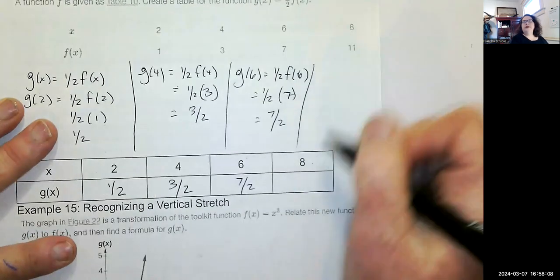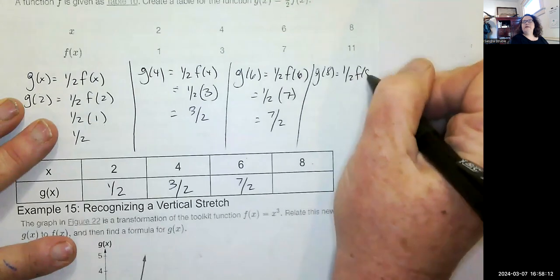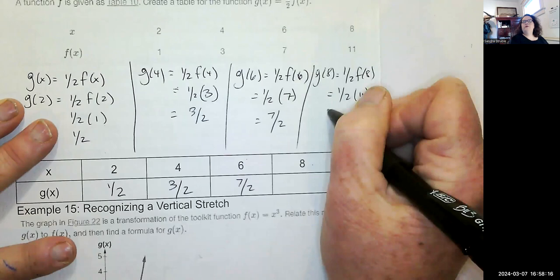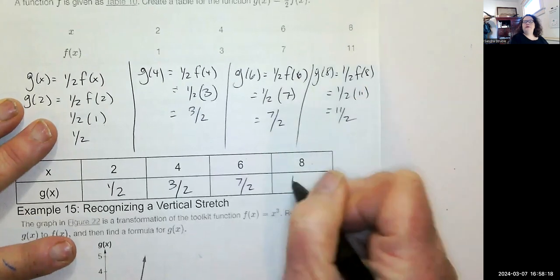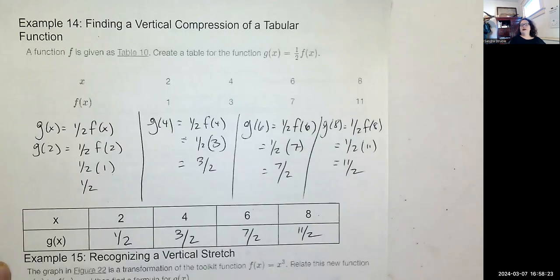Last one is g of 8. And that's half of f of 8, which is half of 11, which is 11/2. And that is for a vertical compression of a tabular function.